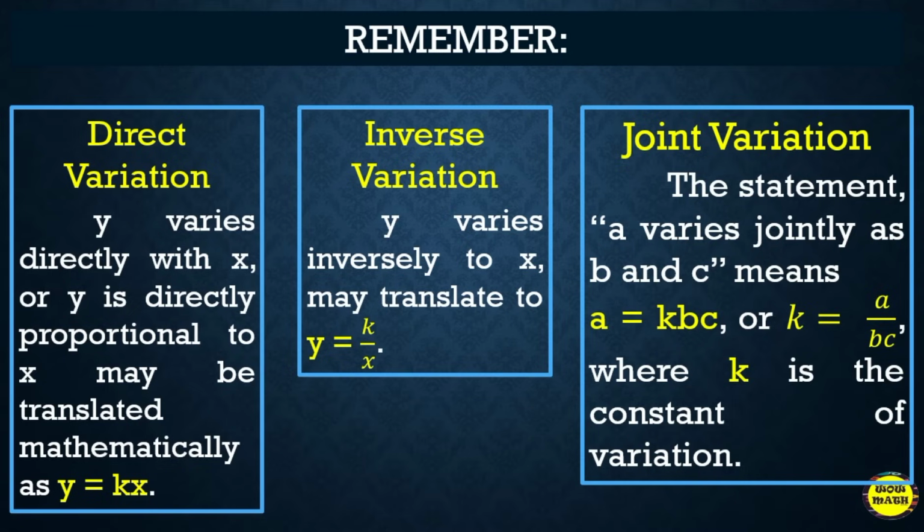So in the statement A varies jointly as B and C, it means that A is equal to KBC or K is equal to A over BC, where K is the constant of variation. In joint variation, some physical relationships such as area or volume may involve three or more variables simultaneously. So, ang kinaibahan niya sa direct and inverse variation, sa joint variation, it involves three or more variables.